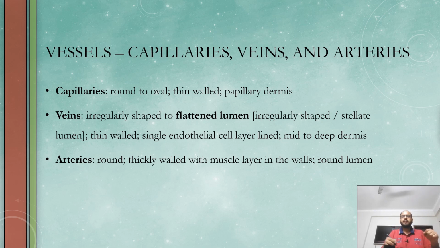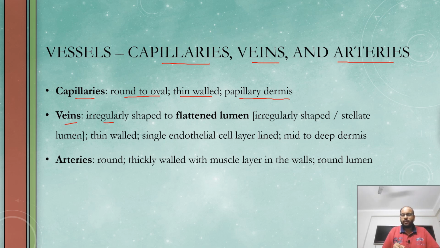Let's start with the first and the most important, easily identifiable structure, the vessels. The vessels constitute three things: you have capillaries, you have veins or venules, and you have arteries or arterioles. The capillaries are round to oval, thin-walled, and they're mostly seen in the papillary dermis, that means the upper part of the dermis.